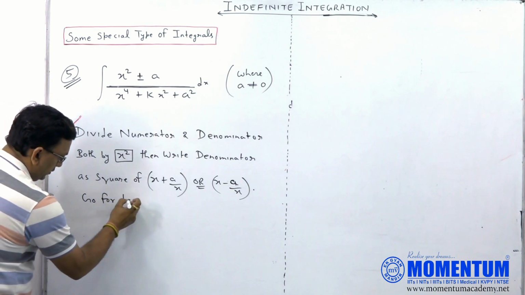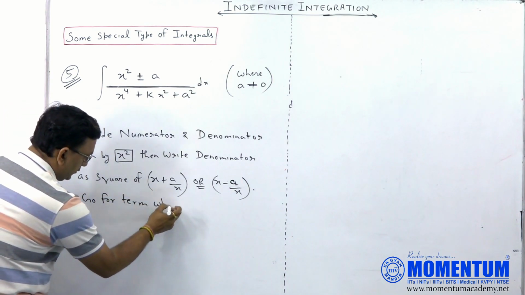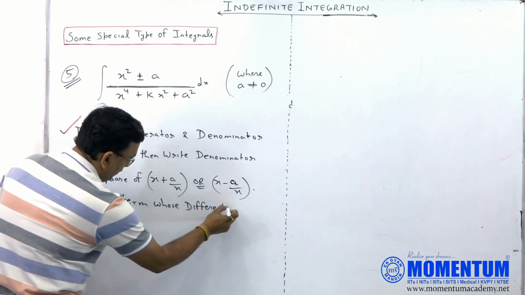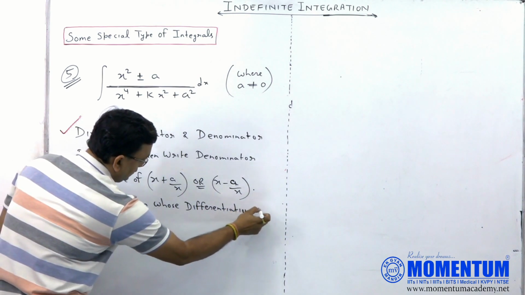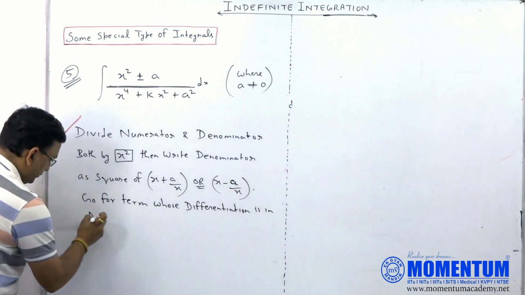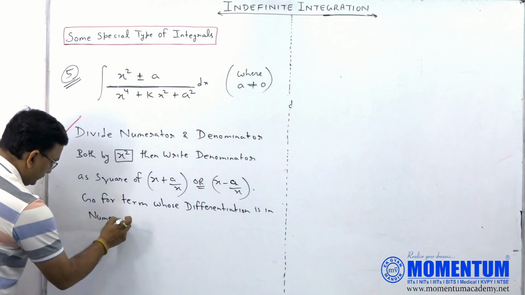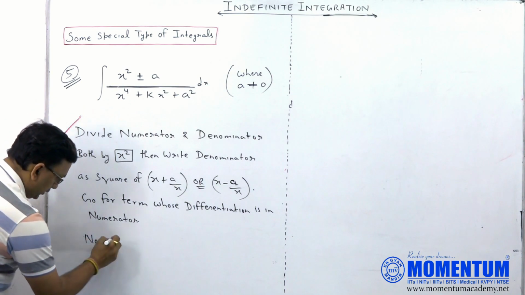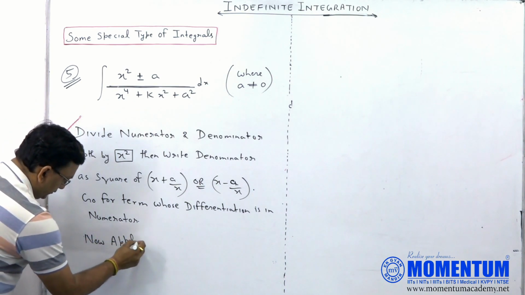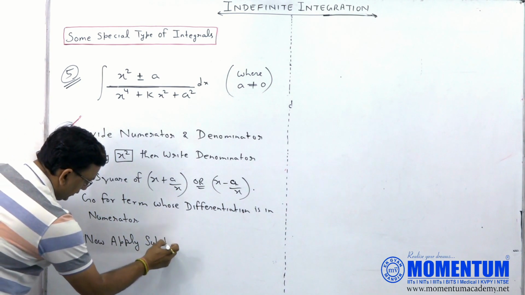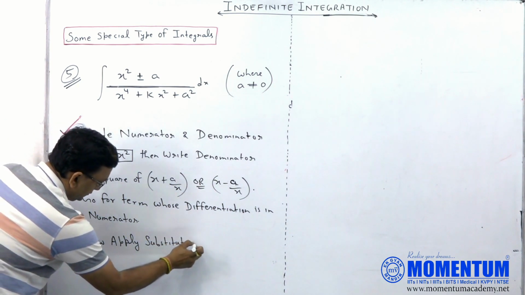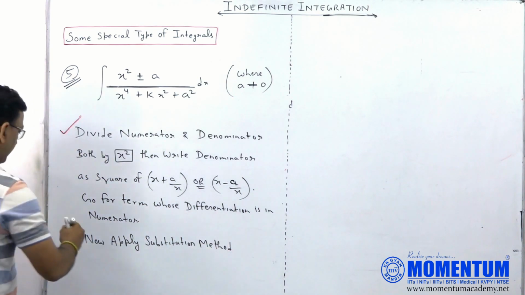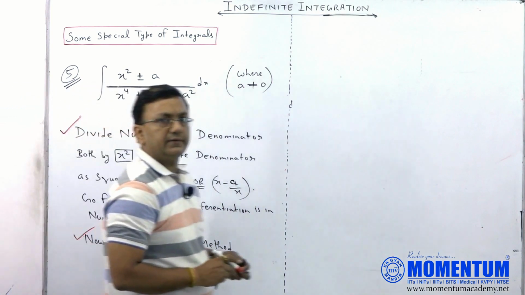Go for the term whose differentiation is in numerator. Now apply substitution method. Now apply substitution method. Clear?